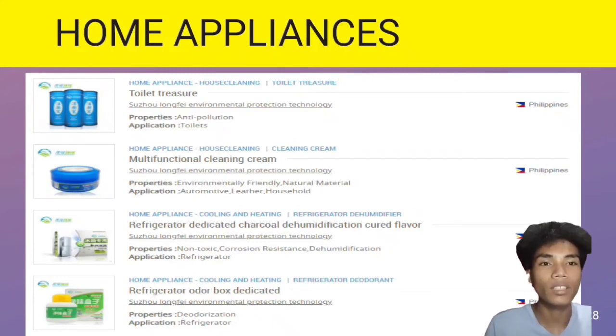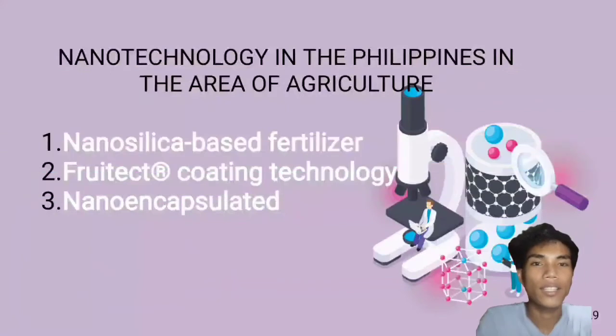For additional information on nanotechnology in the Philippines, in the area of agriculture, we have developed three products. The first one is the nano-silica based fertilizer. It can increase germination and plant growth of tomatoes. The second one is the fruit tech coating technology, which boosts the shelf life of high-valued fruits such as mango and papaya. And the last one is the nano-encapsulated plant regulator, which enhances germination and root development of coffee, banana, and cassava.